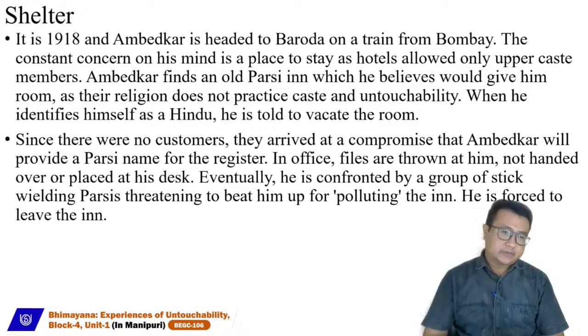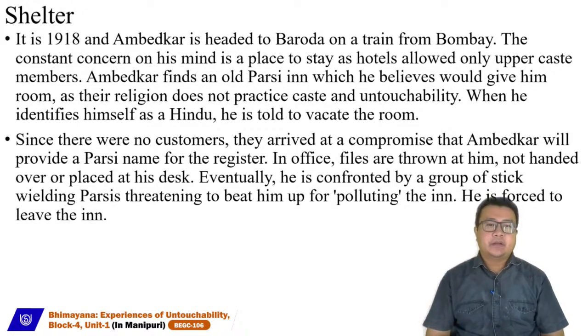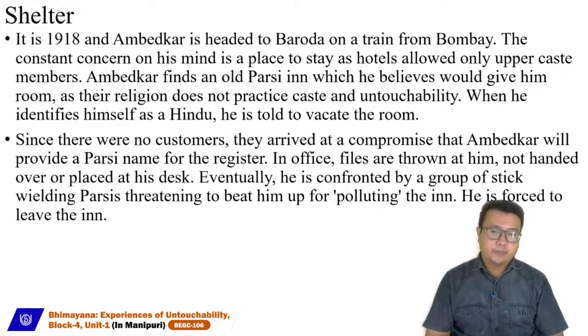It is 1918 and Ambedkar is headed to Baroda on a train from Bombay. The constant concern on his mind is a place to stay, as hotels allowed only upper caste members. Ambedkar finds an old Parsi inn which he believes would give him room as the religion does not practice caste and untouchability. When he identifies himself as Hindu, he is told to vacate the room.